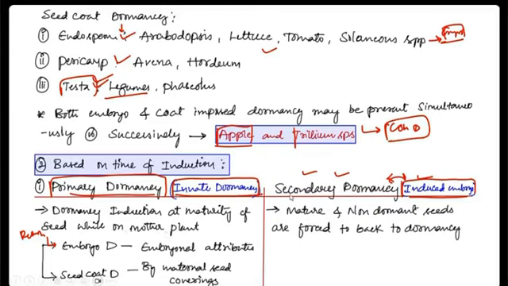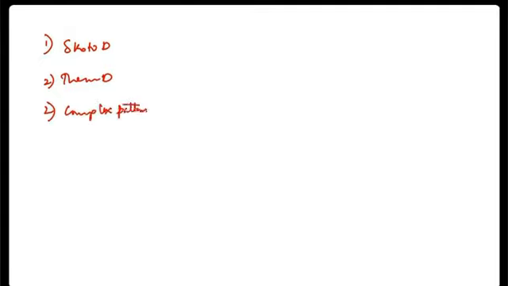So again, in the case of secondary dormancy, we have three major types: scotodormancy, thermodormancy, and complex patterns. Complex patterns, I hope you already got this point. Complex means it will have several depths of dormancy, or different depths of dormancy. This is why it is a complex pattern. But what about scoto and thermal dormancy? What do you understand by scoto and thermo? I think you can decode this.